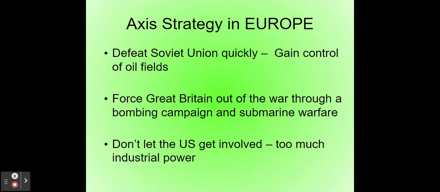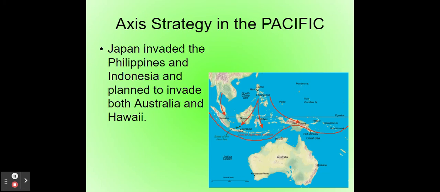Now, speaking of Japan, what is their strategy in the Pacific? Because they are the dominant Axis power in the Pacific. Well, we've kind of already talked about it. Their plan is to invade. Okay, they take over the Philippines, they take over Indonesia, and then their plan is to go after Australia and Hawaii. Now, while they attack us at Pearl Harbor, they do not overrun Hawaii. Okay, and they don't overrun Australia either.